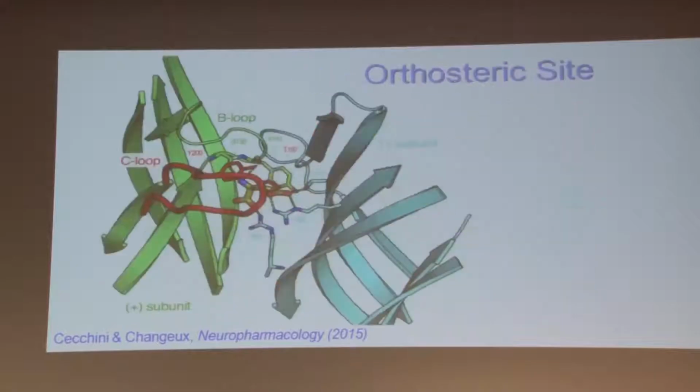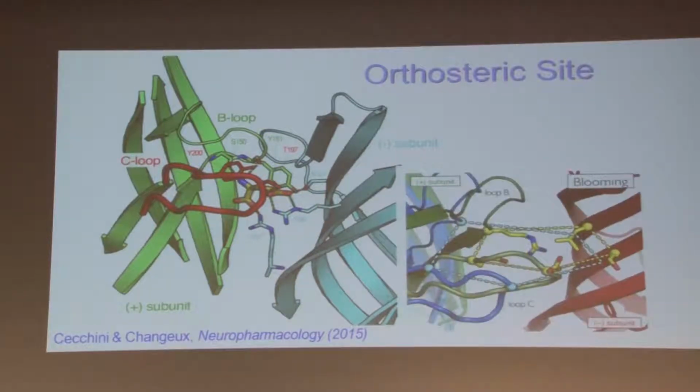And a similar thing is true if you look at the orthosteric site where the endogenous neurotransmitter binds, because if we compare snapshots taken before and after the blooming isomerization, so the second part of the transition, we can see that we have a significant expansion of the orthosteric site due to the expansion of the extracellular domain, which of course reduces the binding affinity for the neurotransmitter.